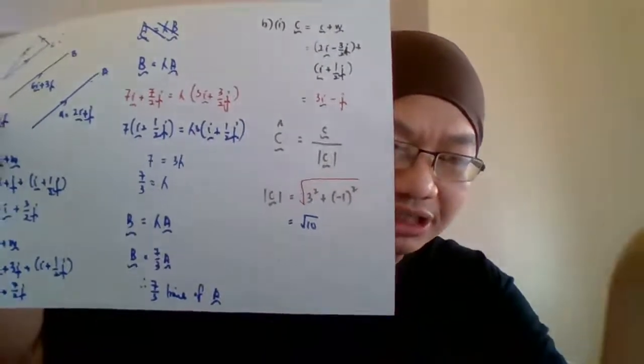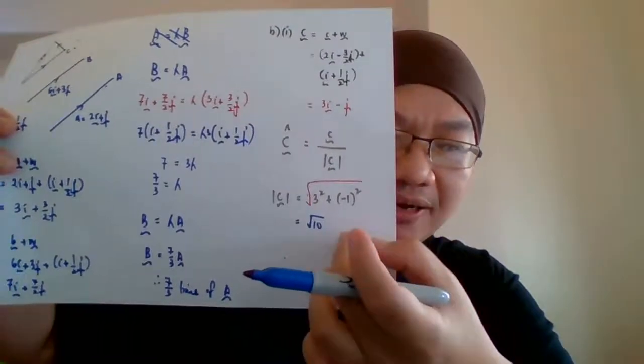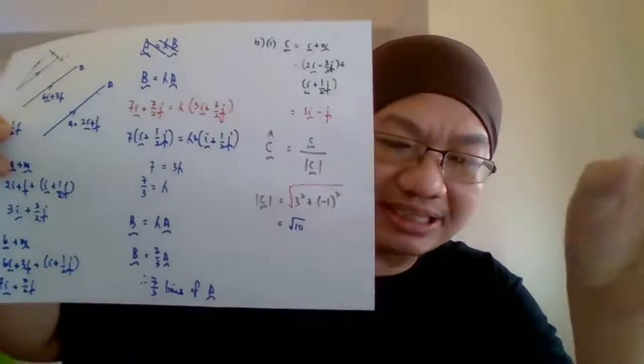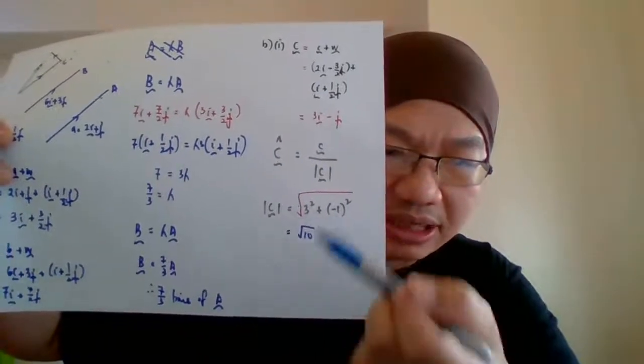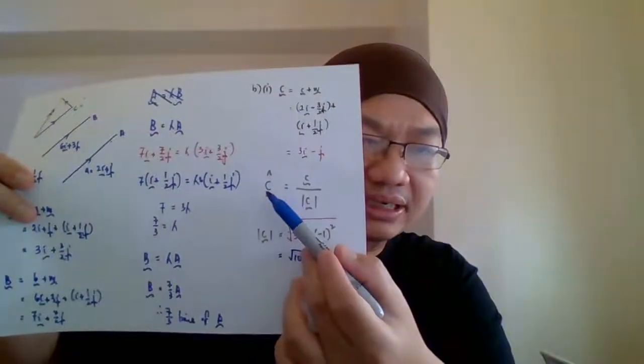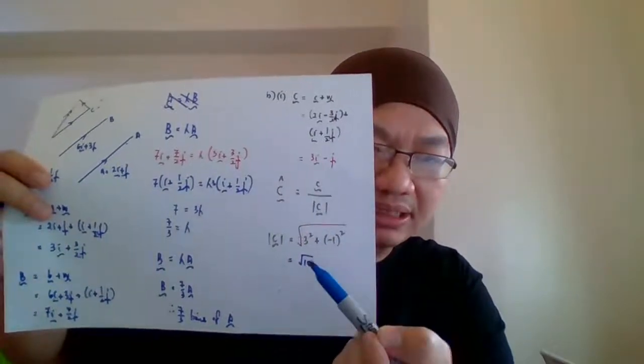If you change the square root into a number, it becomes a decimal, and I don't like decimals. Just leave your answer in terms of the surd like this. Now you want to find the unit vector, so the red vector over root 10. So what will be the final answer? Therefore, the unit vector equals 1 over root 10.